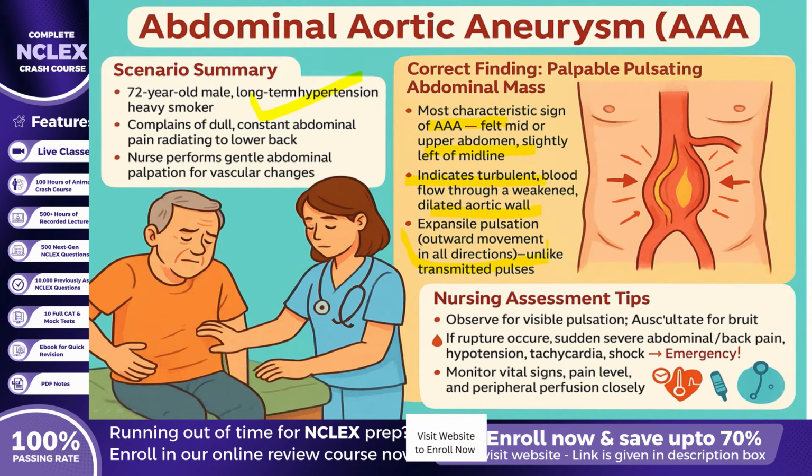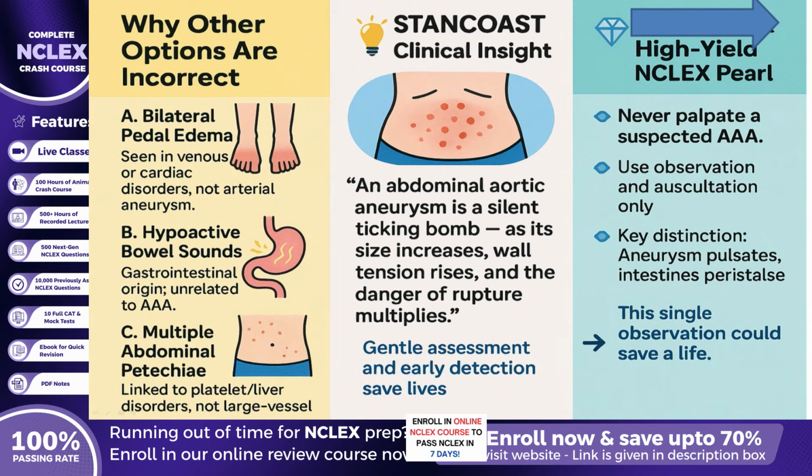Unlike transmitted pulses seen in normal arteries, it is crucial for nurses to avoid deep palpation because excessive pressure could precipitate aneurysm rupture. Instead, the nurse should gently observe and auscultate for a bruit, which reflects turbulent blood flow within the aneurysmal segment. If rupture occurs, the client may suddenly develop severe abdominal or back pain, hypotension, tachycardia, and signs of hypovolemic shock, all indicators of a life-threatening emergency demanding immediate medical attention.